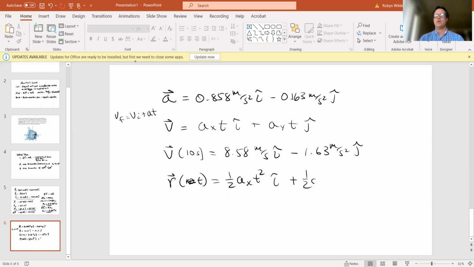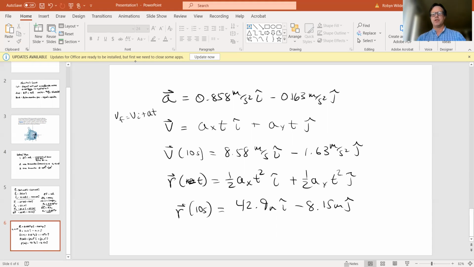Plus 1/2 a_y t squared for the y direction. Again, plugging in my acceleration of 0.858 and my 10 seconds squared here, I get 42.9 meters i hat minus 8.15 meters j hat. All right, so my position at 10 seconds, I have now calculated in terms of the x and the y components, right? So this is the x position and this is the y position.